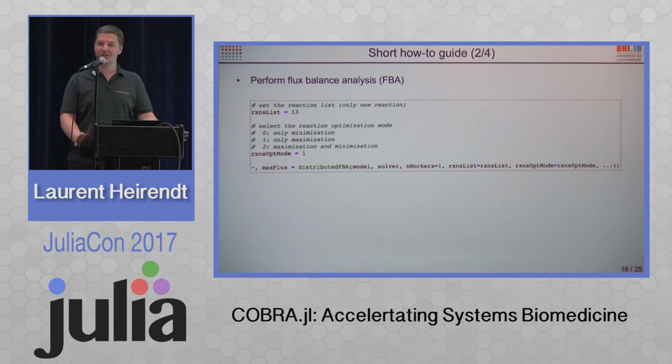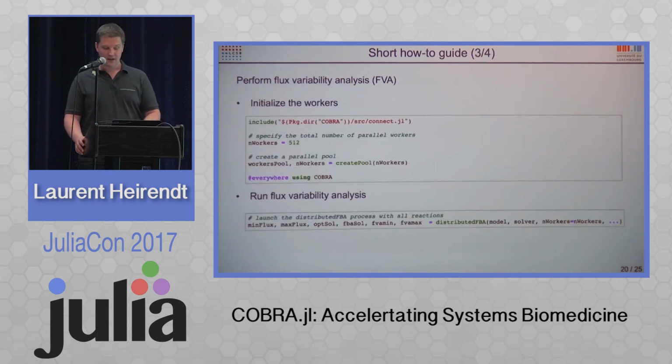Let's say we want to optimize the 13th reaction in the network, which in this case would have been the biomass, let's say, or you can also give the name of the reaction. And you can actually choose whether you only want to maximize, minimize, or both. And in one line, you can now just call that. So that's for one reaction.